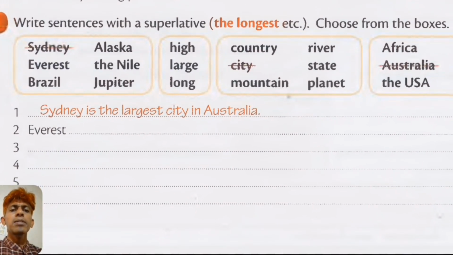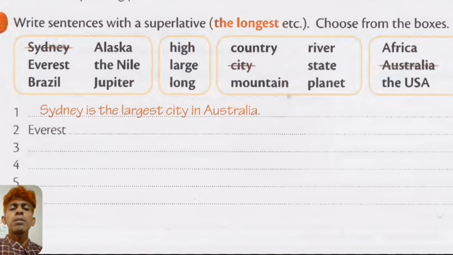90.3. Write sentences with a superlative. The longest, etc. Choose from the boxes.